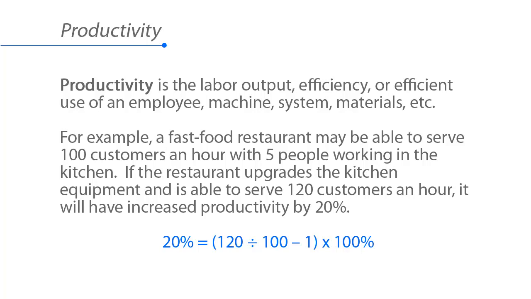And that's calculated by taking the 120 that we're able to serve customers now, divided by the 100 that we were originally able to serve, and then subtracting 1, and then multiplying that all by 100%. So 120 divided by 100 is 1.2. 1.2 minus 1 is 0.2, and then we multiply that by 100%, and that gives us 20%.